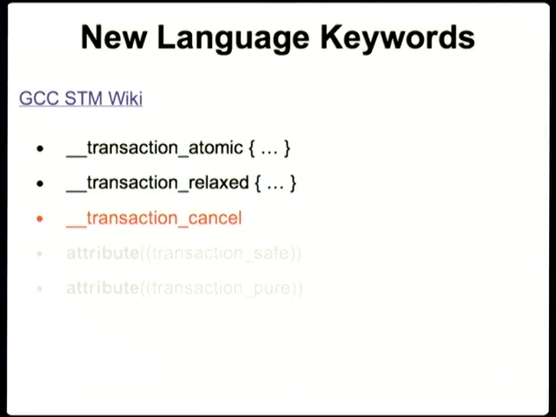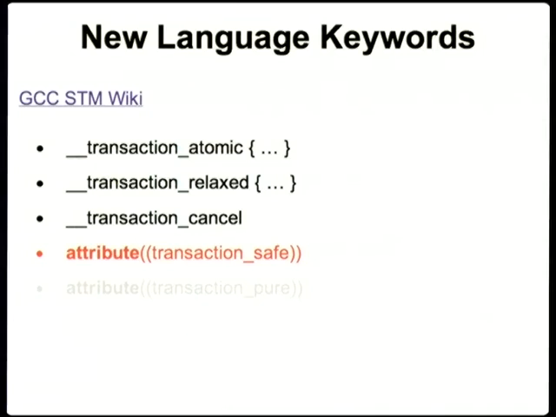There's transaction cancel, which is kind of cool. It actually says, don't do anything we were just doing. So I've gone and modified a bunch of memory, and then I do transaction cancel. It basically undoes everything and takes you to the bottom. Okay, that's mildly useful. And then 2 attributes you can add to functions.